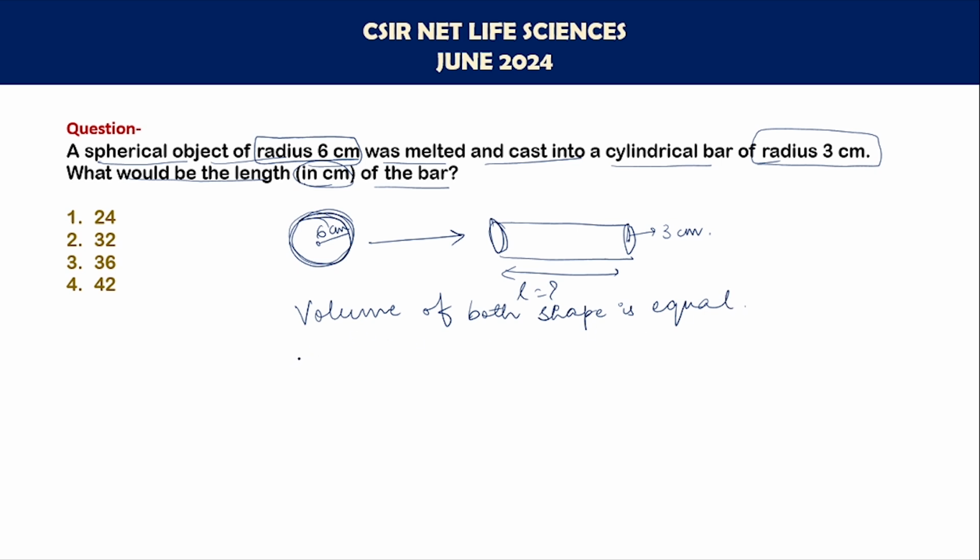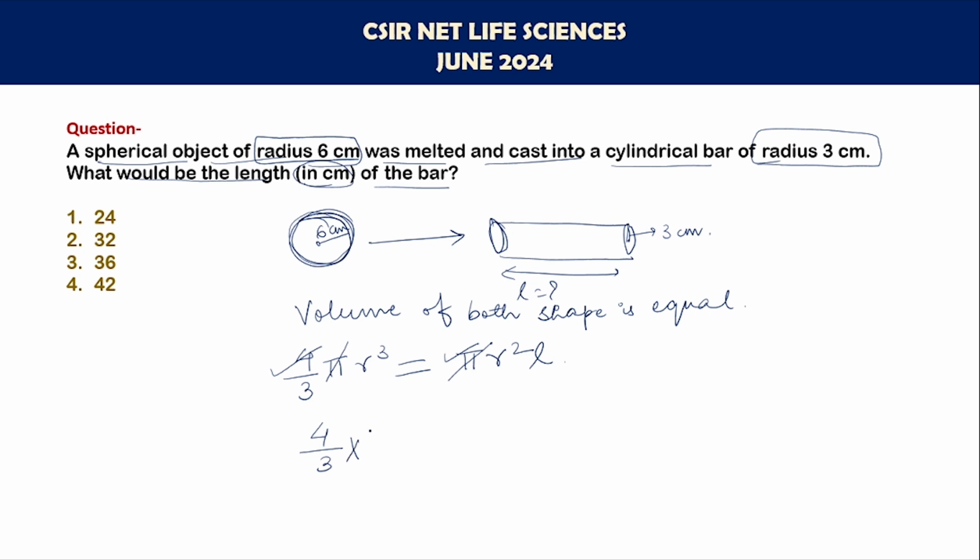So the volume of the sphere, you should know, is 4 by 3 pi r cube, equals pi r square L. This is the volume of the sphere, and this is the volume of the cylinder. Now this is final. After that you can just put in the values and get the answer. Here you can see first this pi will be cancelled out, so 4 by 3.